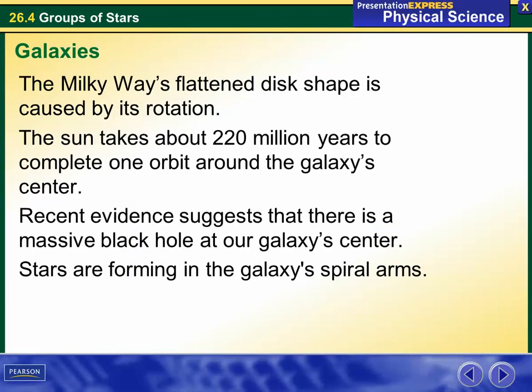The Milky Way's flattened disk shape is caused by its rotation. It takes about 220 million years to complete one orbit around the galaxy center. And recent evidence suggests that there is a massive black hole at our galaxy center, which could be sucking up mass and everything like that. But again, we don't really know exactly what's going on in those black holes. But we do know that the stars are forming in the galaxy's spiral arms. So the center is kind of the older area of our galaxy. That kind of makes sense because the center is what always forms first, and then the stars form in the galaxy's spiral arms after that.